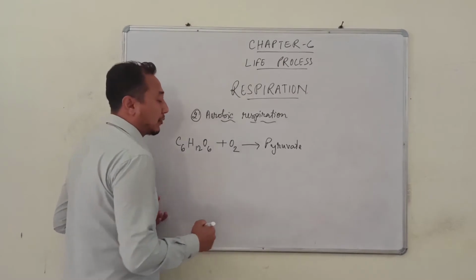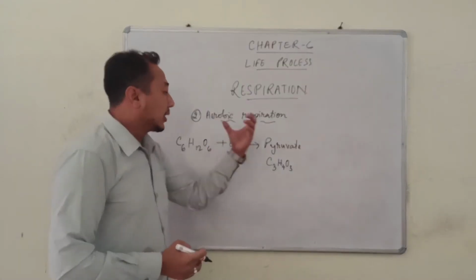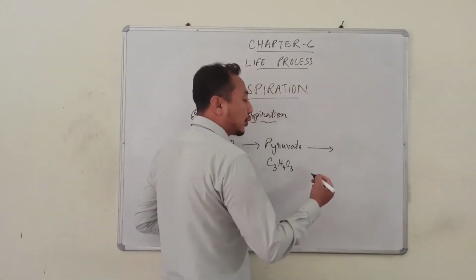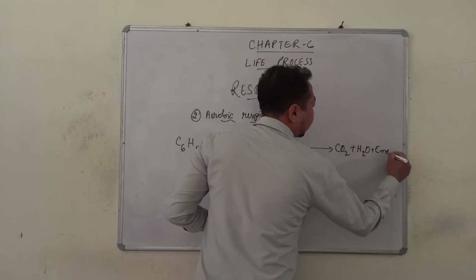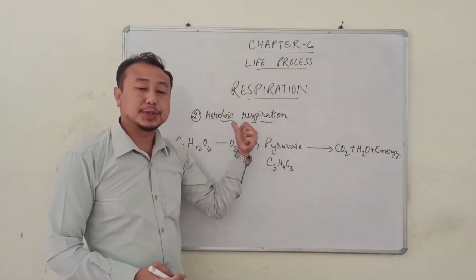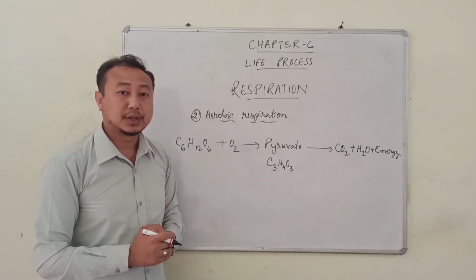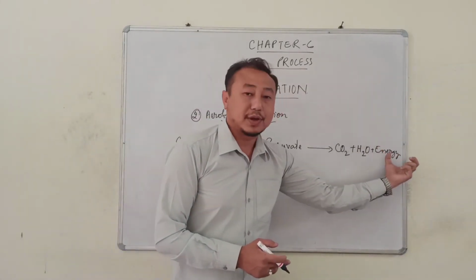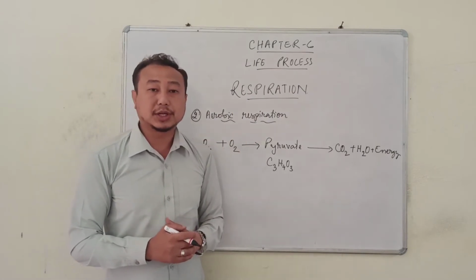As discussed before, pyruvate has a formula C3H4O3. This pyruvate will be again broken down inside the mitochondria in the presence of oxygen to form carbon dioxide, water, and energy. The energy that is produced in case of aerobic respiration is more than the amount of energy that is produced in case of the anaerobic respiration. Here, a complete breakdown of the glucose takes place. Because of that, more amount of energy is produced. So these are the things that are related to the aerobic respiration.